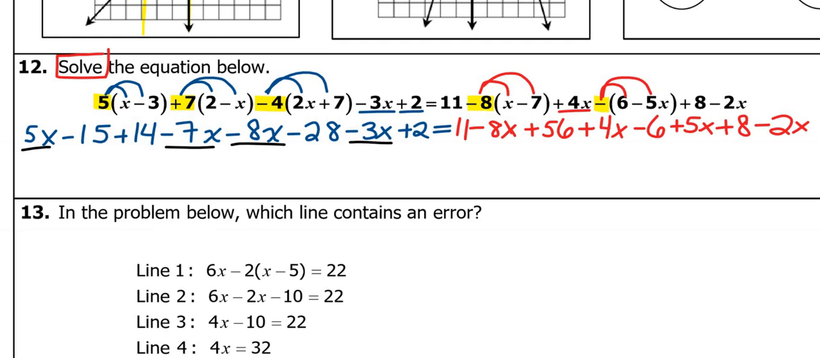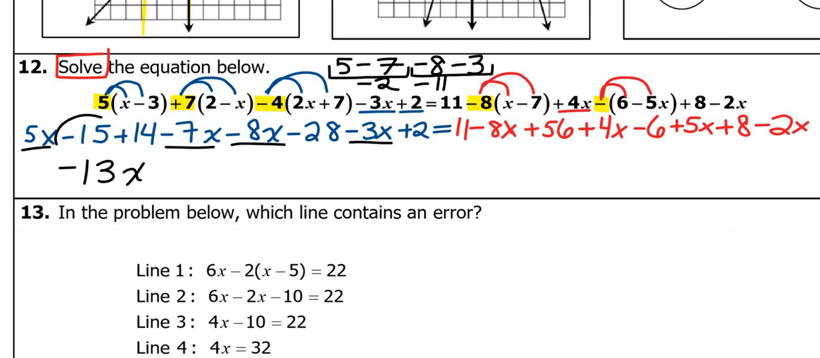Okay, so I have 5. I have minus 7. I have a minus 8. And I have a minus 3. Okay, so if I do 5 minus 7, I'm going to get negative 2. If I do negative 8 minus 3, I get negative 11. Negative 2 minus 11 is negative 13. So it's negative 13x when I combine all those coefficients.